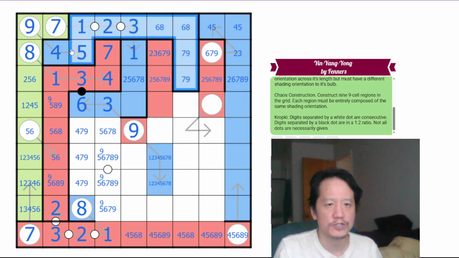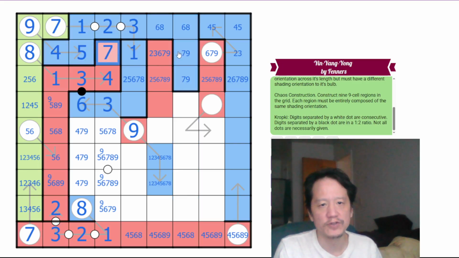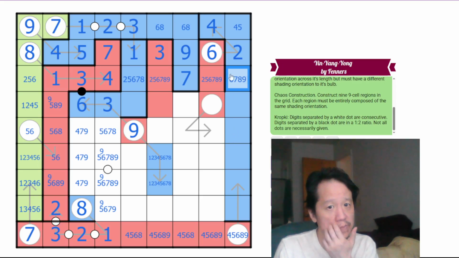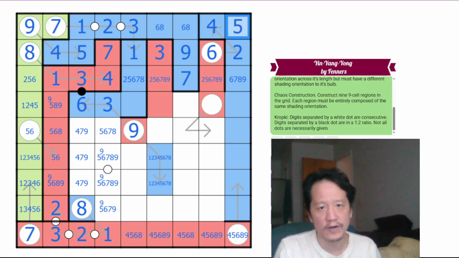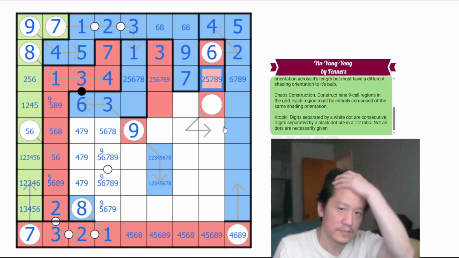Because for this region, we need a 7 and 9. This can't be 7, though, because of that 7. So this is 9, which makes that a 7. This can't be 7 or 9. So this must be 6. Therefore, this must be 2 and 4, adding up to 6. This has to be 3, because that's the only digit remaining. This can't be 2. This 4 means this has to be a 5. So this can no longer be 5 here. This can't be 6 because of this 6.